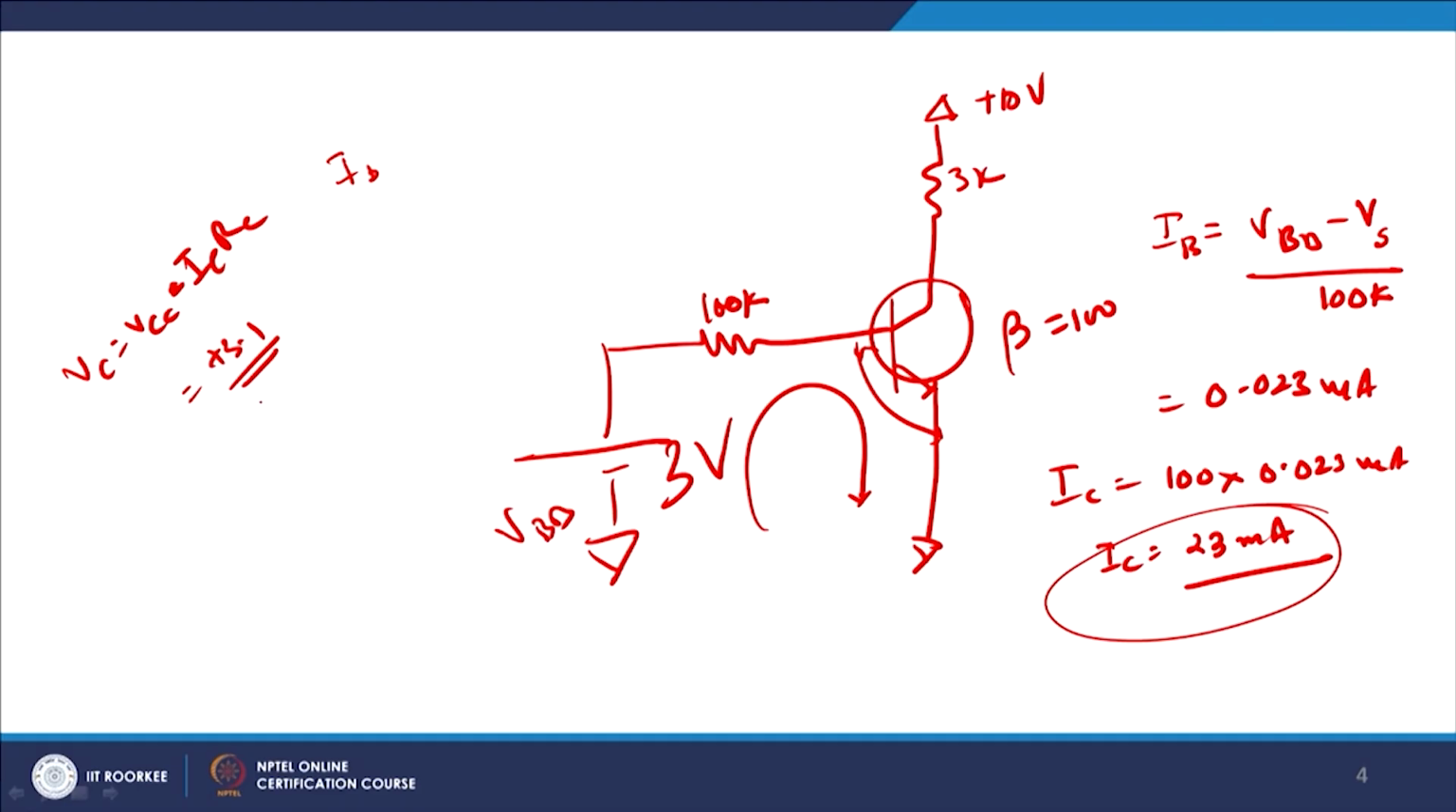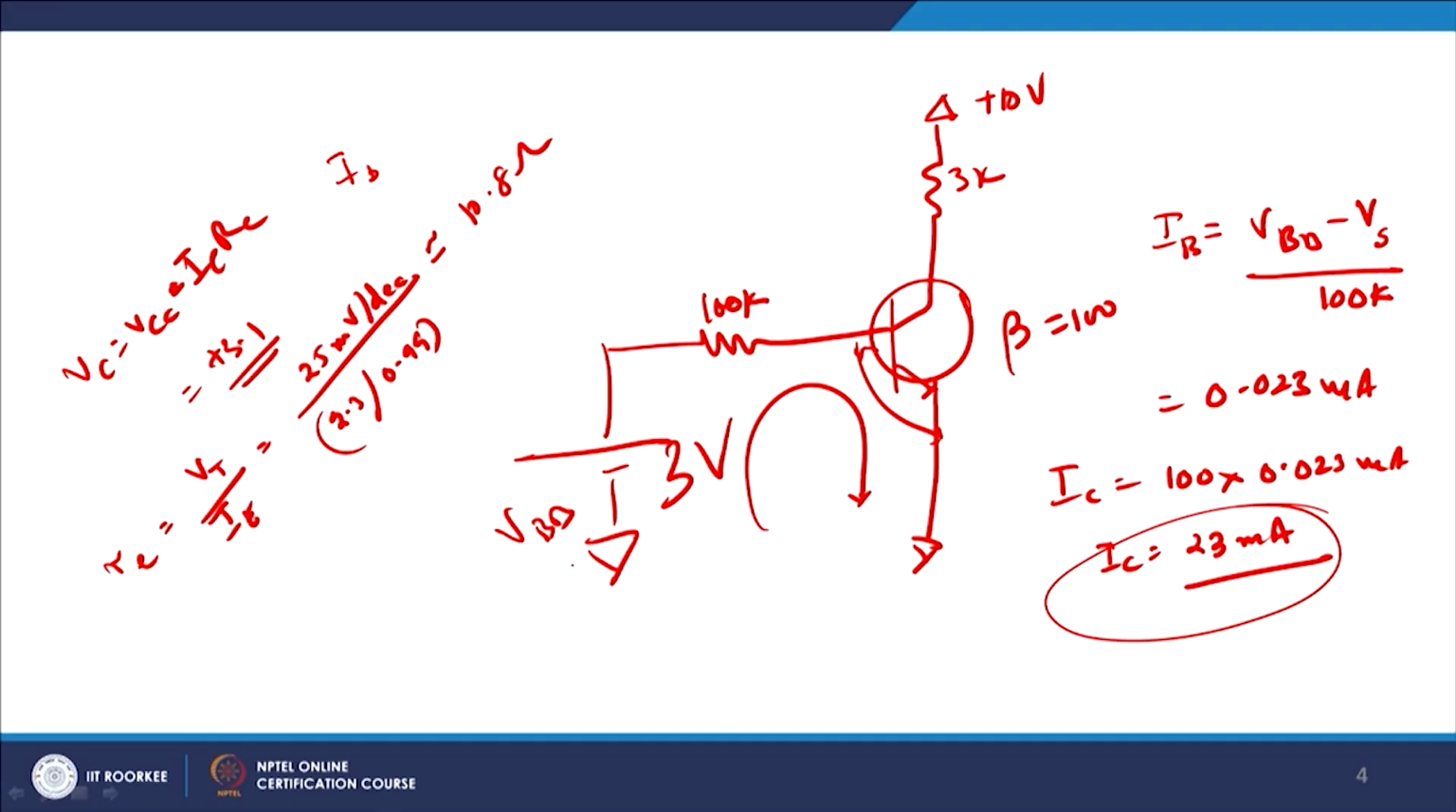volts. Now, if you want to find the value of RE, it is VT by IE. VT is 25 millivolt, divided by IE. IE will be about 99 times IB, and this comes out to be approximately 10.8 ohms, which means that 10.8 ohm is the emitter resistance offered by the emitter to the input system.